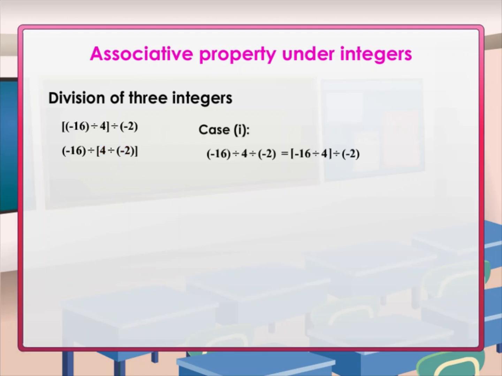Let us see. First, minus 16 divided by 4 and then divided by minus 2. Minus 16 divided by 4. We know 16 divided by 4 is 4.